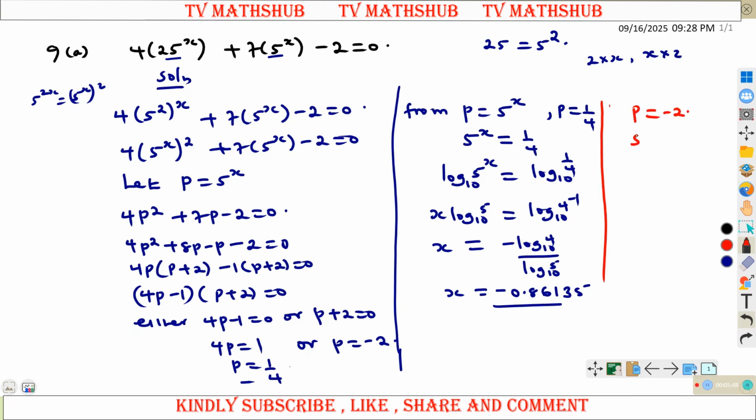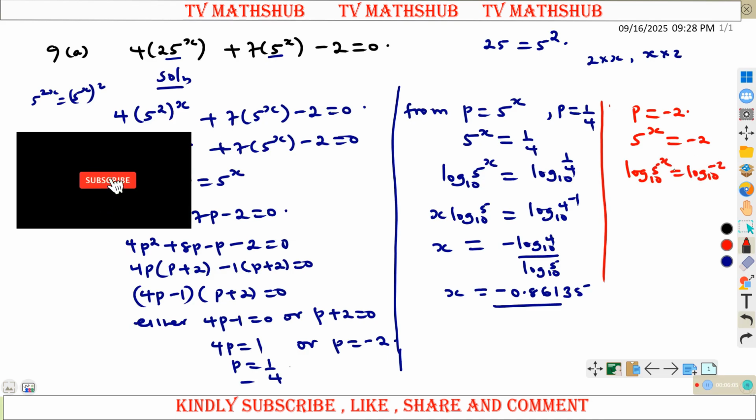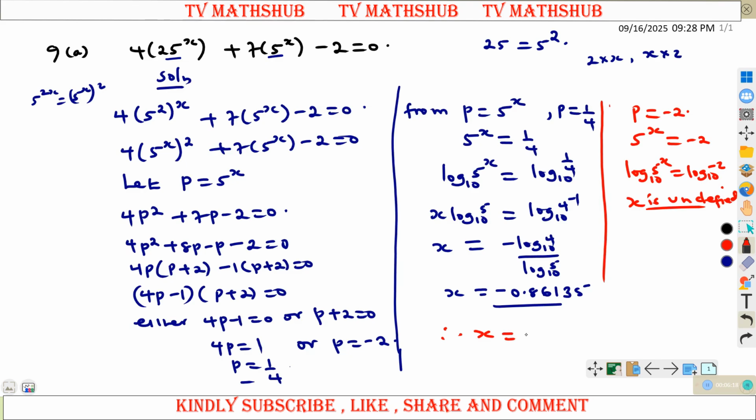So p is representing 5 to power x, so 5 to power x is equal to -2. Looking at this, when you introduce log, you will have log 10 of 5 to power x equal to log 10 of a minus. But log 10 of a minus is undefined. So x here is actually undefined. Therefore, we shall have only one value of x, and that is -0.86135. So that is basically what we shall have as the answer.